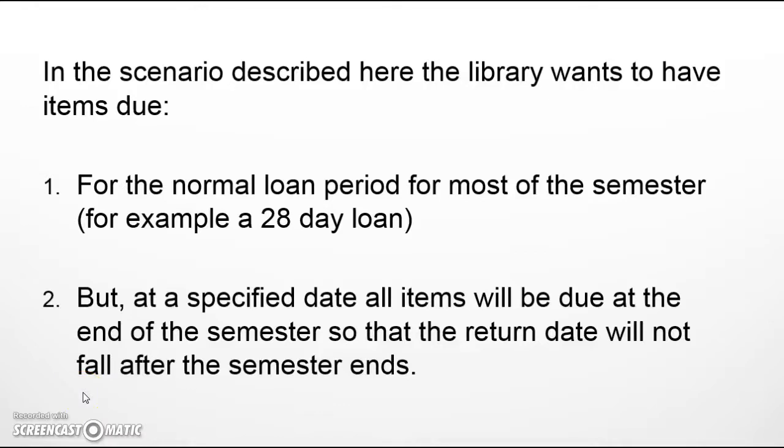Alright, what I'm going to go through in this video is how to set an end of term loan date. The scenario we're describing is that we want items due for their normal loan period for most of the semester. So for example, most of the time we want books that have a 28-day loan policy to go out for 28 days, but the exception is that if you get toward the end of the semester and that 28-day loan period extends past the end of the term, you don't want that to happen. So at a specified date, you want all the items to be due at the end of the semester so that the return date is not going to extend past that time.